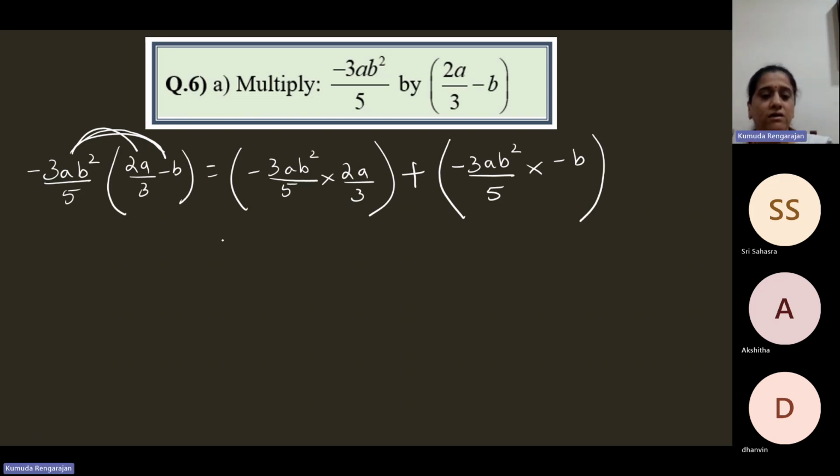All right. Now, how do you do this? You can cancel. As it is, you can cancel like this also. 3 and 3 gets cancelled. So what remains? Minus 2 by 5. Can you see that? Minus 2 by 5.